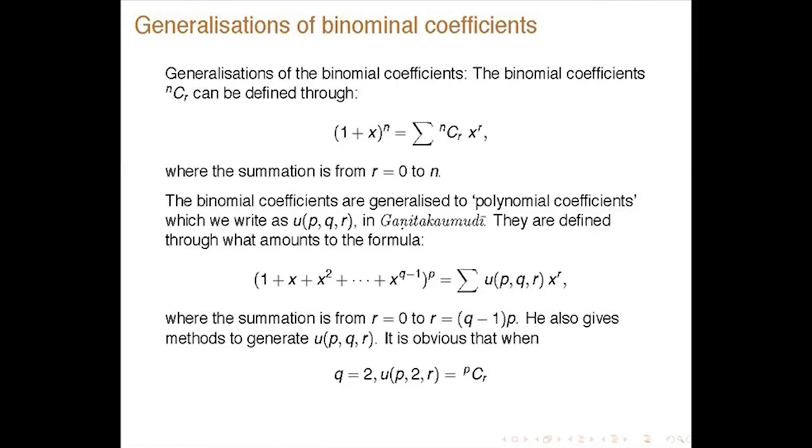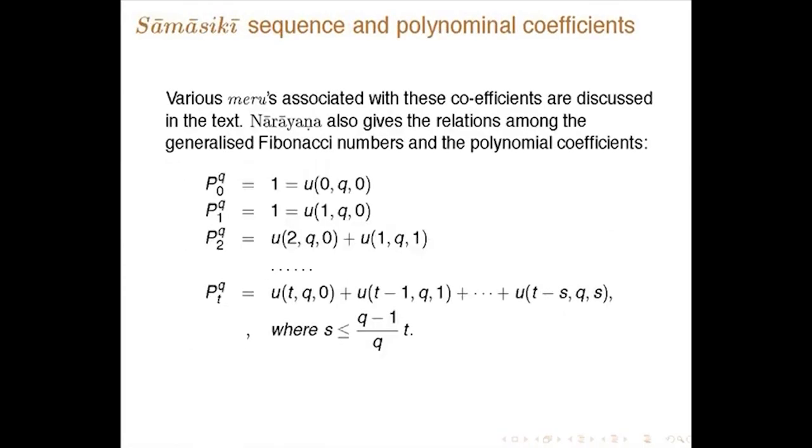So u p q r x to the power of r, where the summation is from r equal to 1 to p into (q minus 1), because that is the highest power. He gives the methods to generate u p q. Of course, he does not write it in this fashion. He talks about a number 1 1 1 1 1 etcetera multiplied several times and so on, but it amounts to that. If you take q equal to 2, it reduces to the binomial theorem, and you get pCr, p2r otherwise. Then he gives the relations between the generalized Fibonacci numbers and these u's.